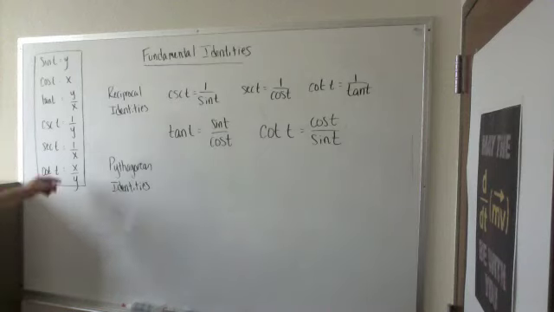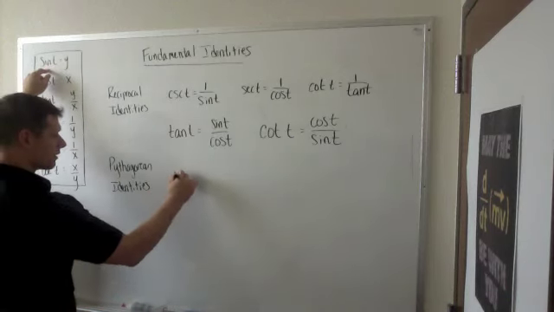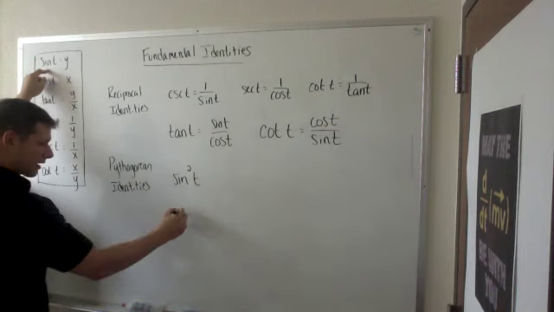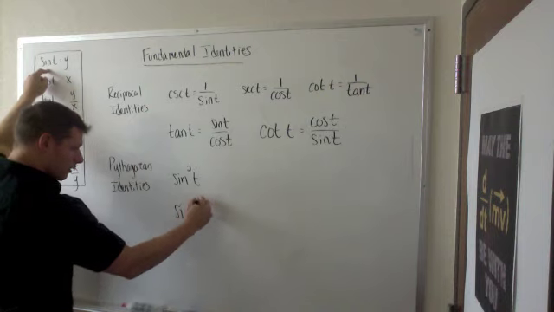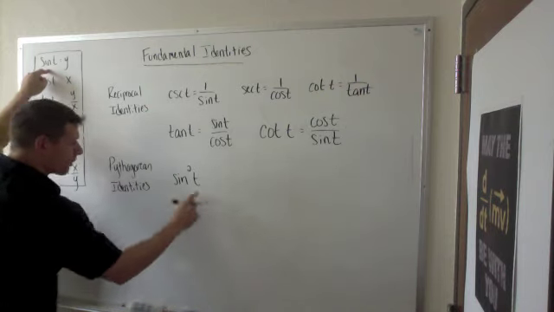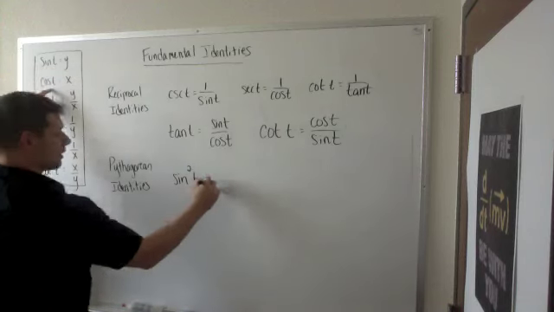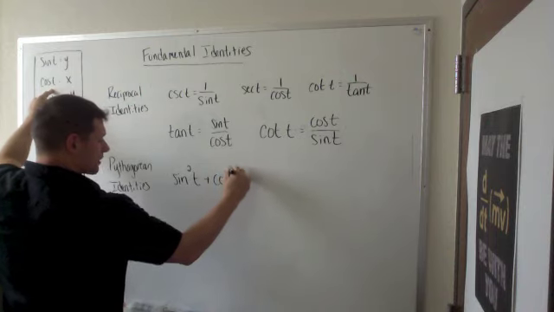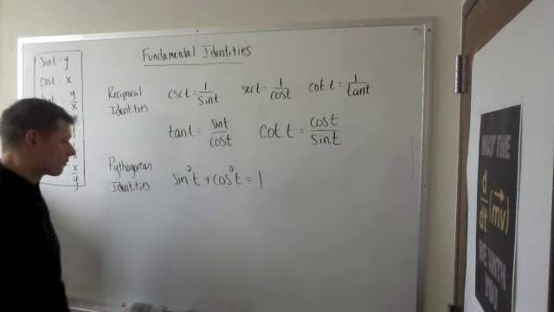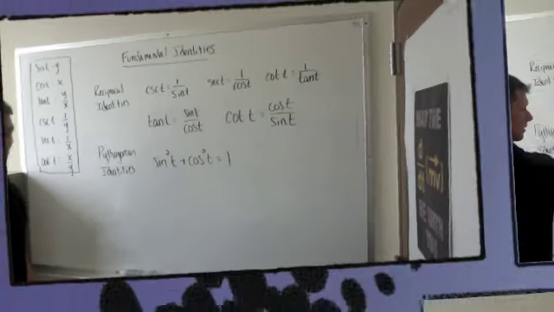X squared plus y squared equals 1. X squared plus y squared would be sine squared t plus cosine squared t. We like to put the square there so as not to confuse it with t squared. We don't write that. We put the square in between the n and the t. So sine squared t plus cosine squared t, x squared plus y squared equals 1. That's a Pythagorean identity. This is very important to know. Okay.